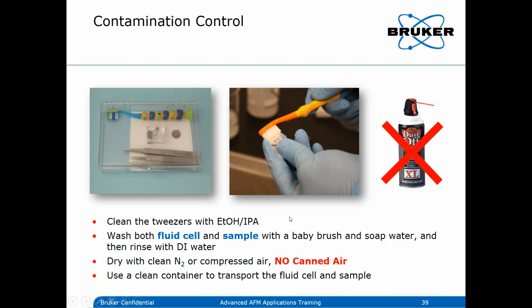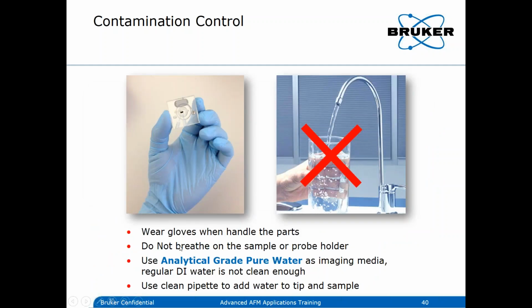Use a clean container to transport the fluid cell and the sample. Don't carry them in your hands. It is also recommended to wear gloves when you handle the parts. You shouldn't breathe on the sample or the probe holder, again because of contamination. You should use analytical grade pure water like MilliQ or Millipore water. Regular deionized water is not clean enough, and you should use a clean or fresh pipette to add the water to the tip and to the sample.